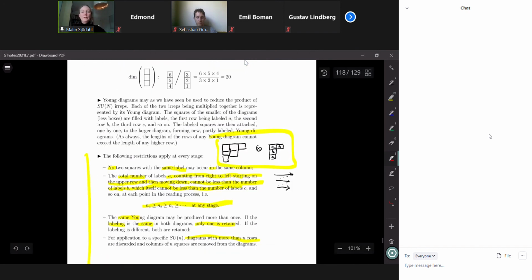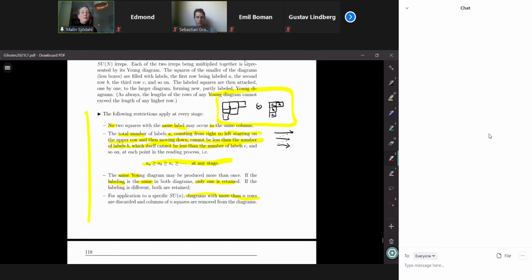Now I have just a few minutes to come to the real benefit of the Young tableaus. The real benefit is in finding the direct product representations. So now imagine that I have 2 representations, both depicted by some Young diagrams, and I want to take the direct product. There is an easy way of doing that.